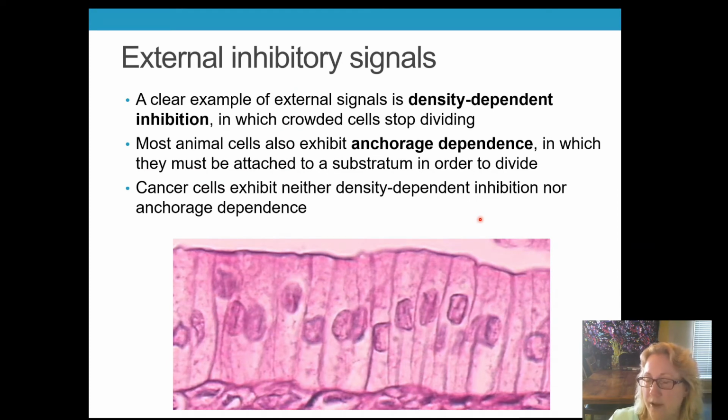But it takes more than that to control the cell cycle. So cells also will not divide if certain situations are present, even if they have growth factor, even if the growth factor is telling them to divide. And one of those external signals, we call it density-dependent inhibition.